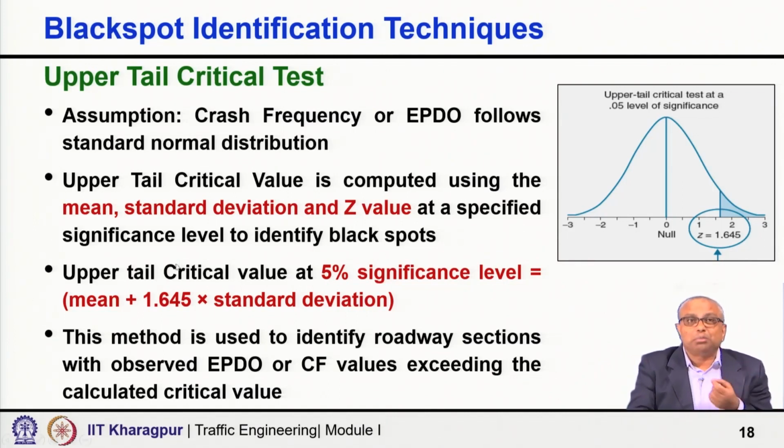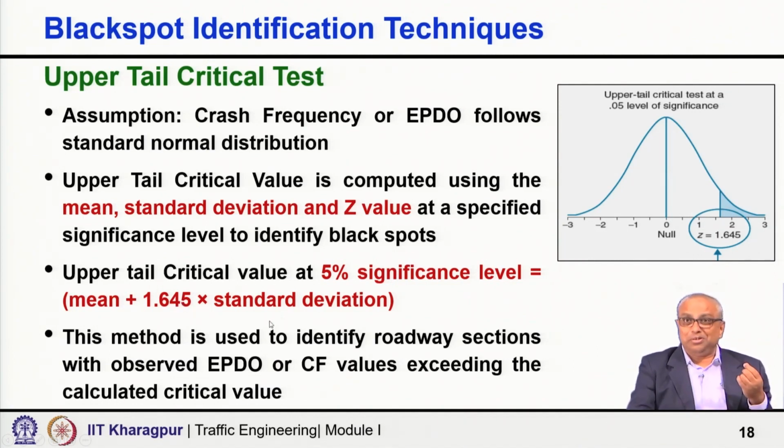So, what is that upper tail critical value? Upper tail critical value is mean plus 1.645 into standard deviation. Now, 1.645 is the value of z at 5% significance level. So, if you consider a different significance level, you may get a different value here. So, this is the critical value.